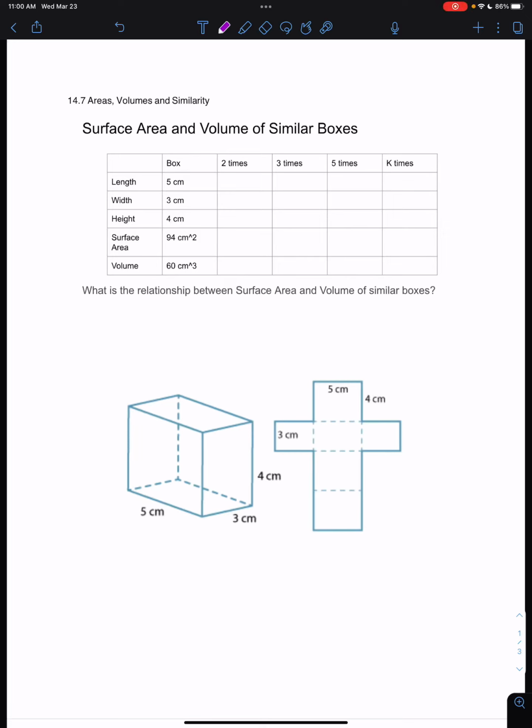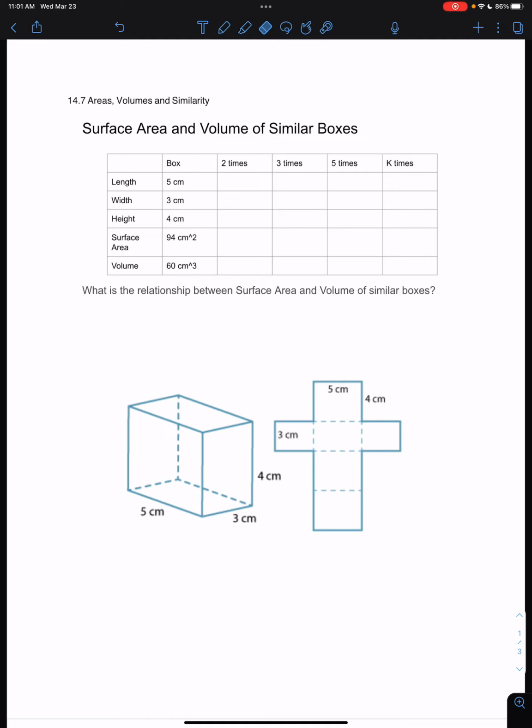Hi all. For the last section for chapter 14, we're going to talk about areas, volumes, and similarity. Areas, especially surface area and volume, is influenced by scale factors in a different way than you might predict. So let's take a look at a couple of examples and see if we can determine this relationship.